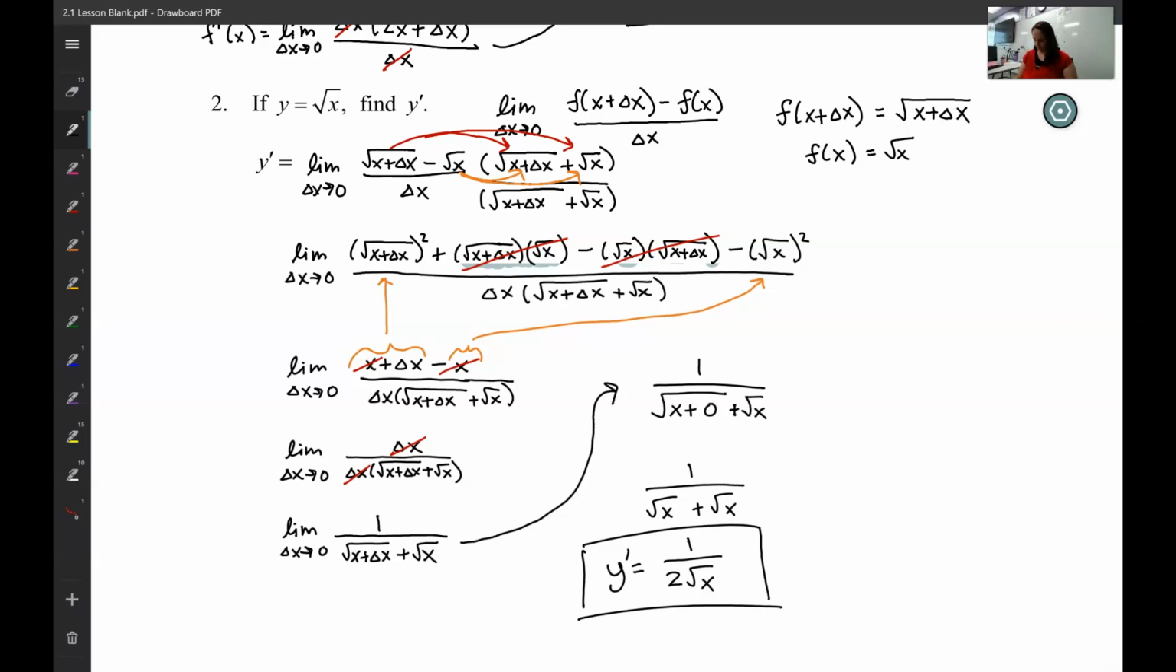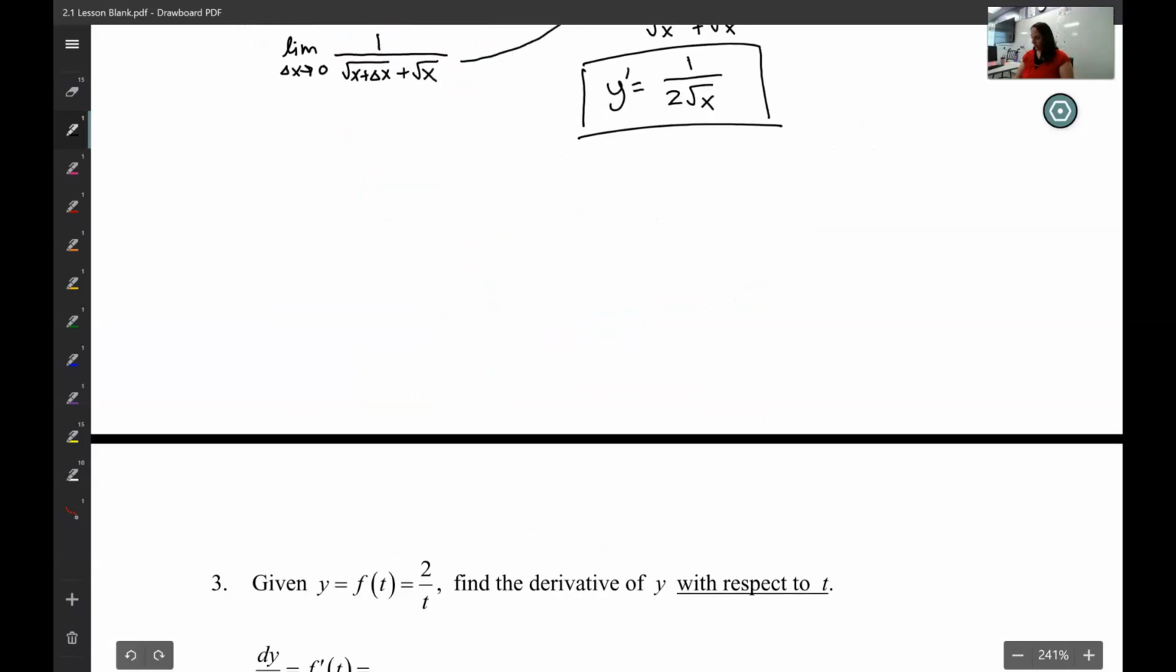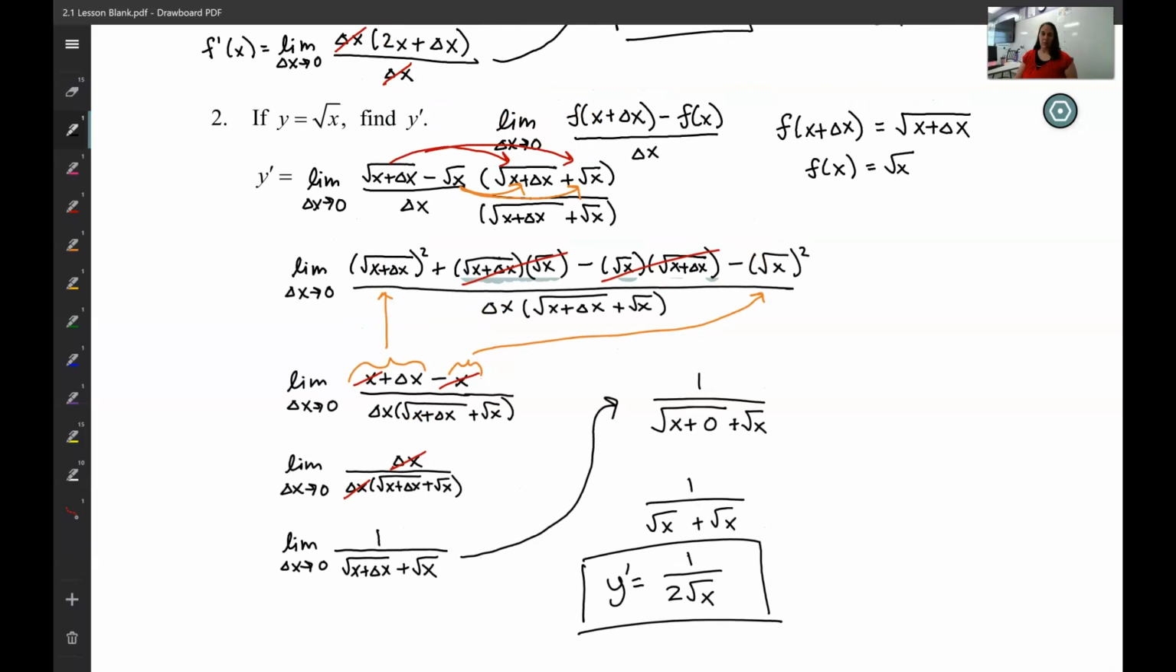That was a lot of work. In the next video, we're going to do one more example of finding the derivative using this definition.